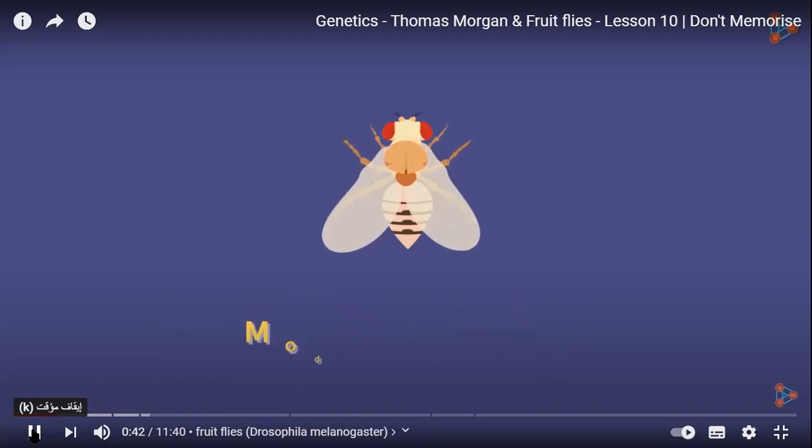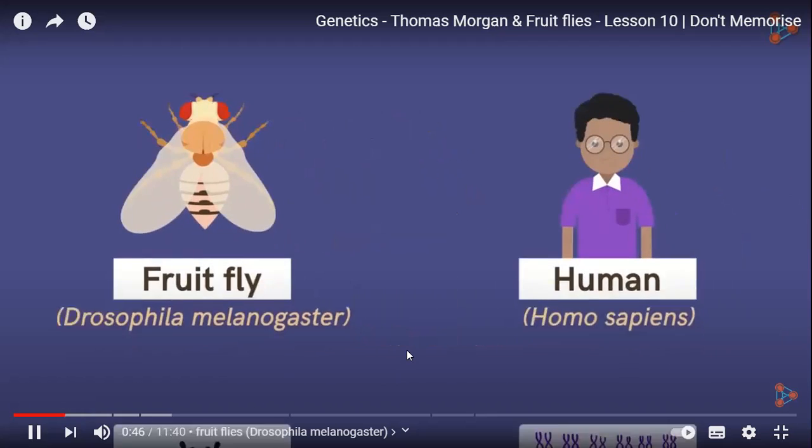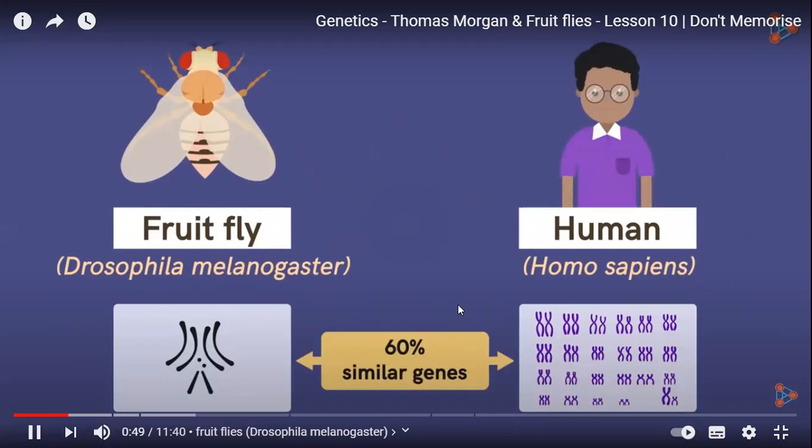Did you know that the common fruit fly, Drosophila melanogaster, and humans have genes that are almost 60% similar to each other?